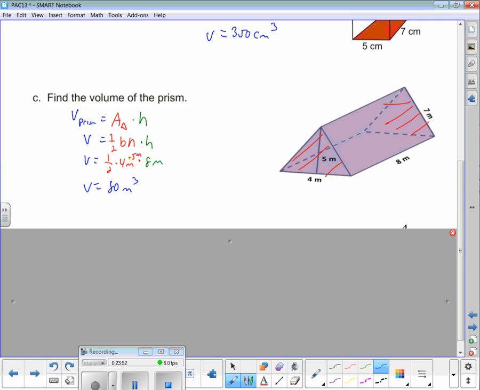You could get 80 meter by meter by meter cubes inside of that prism, or that tent. All right, whatever. Yes?